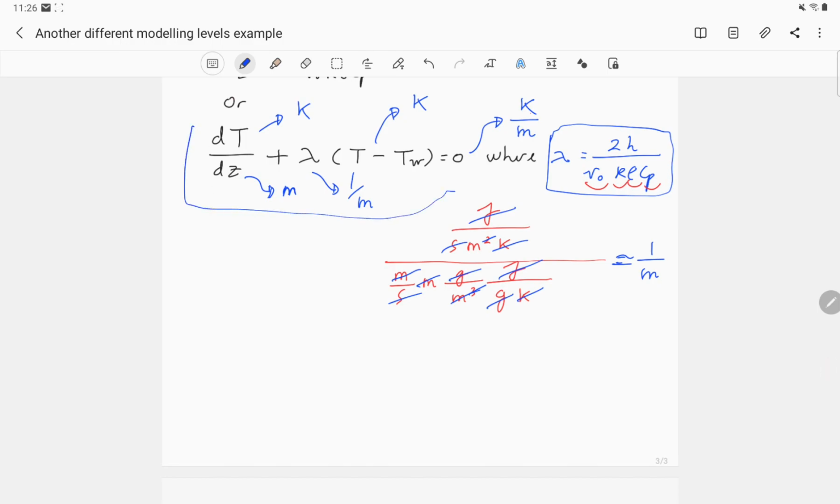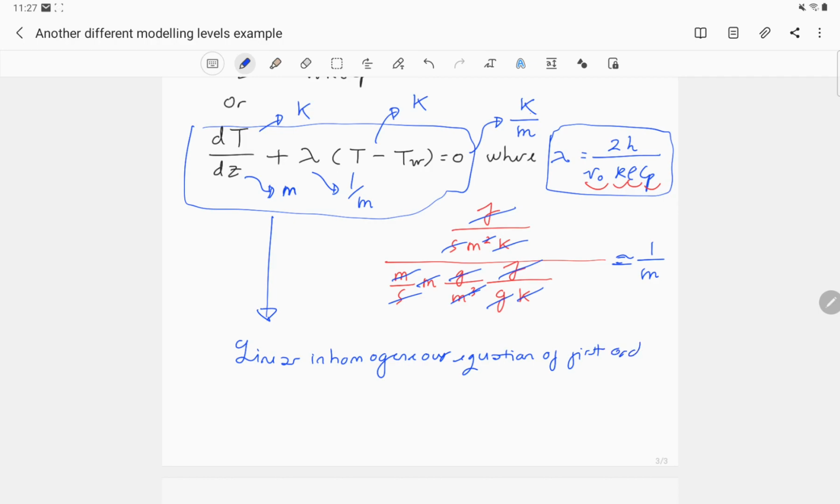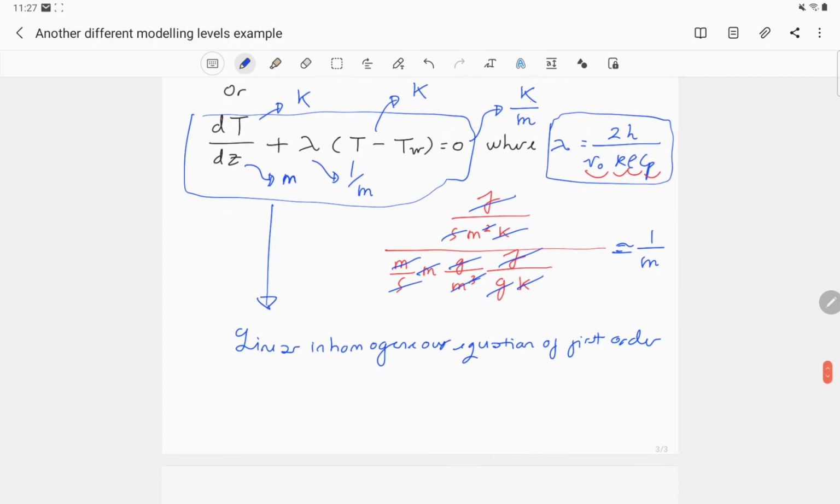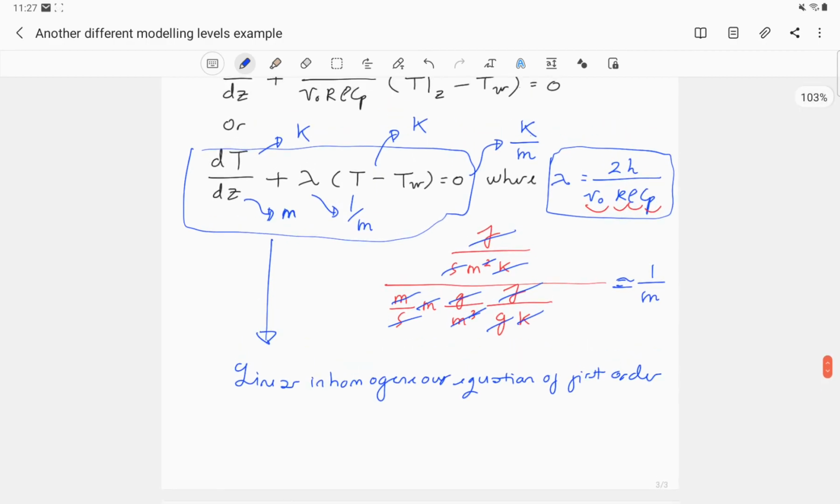So this particular equation is something that we call a linear inhomogeneous equation of first order. Okay, we can simply solve this. This will not be too difficult. I will stop this video here and continue the derivations until we get the solutions in the next video. Thank you for listening.